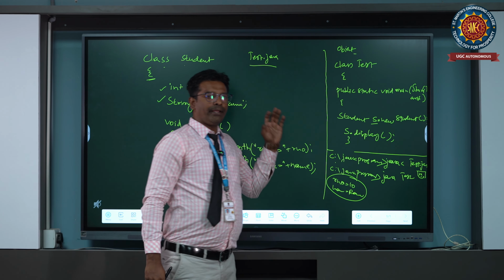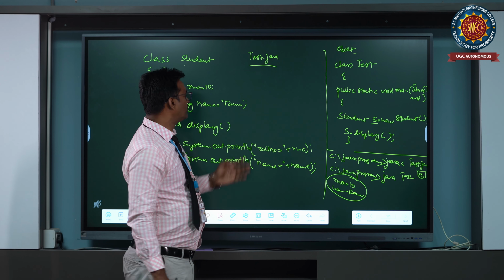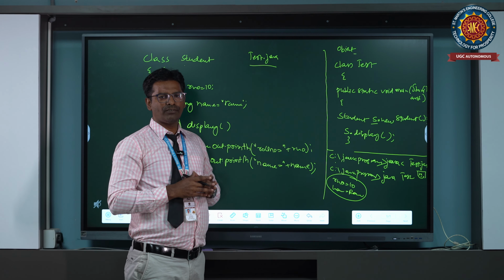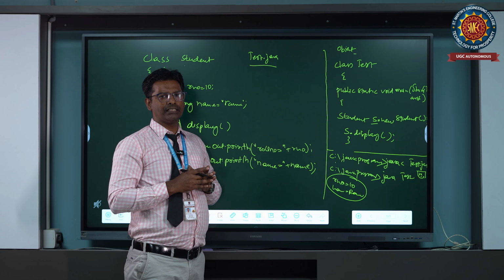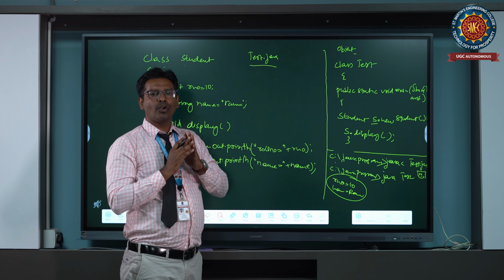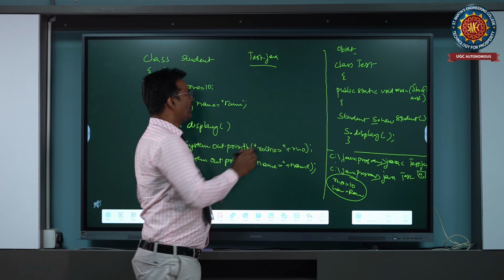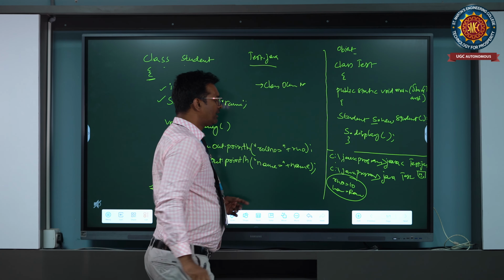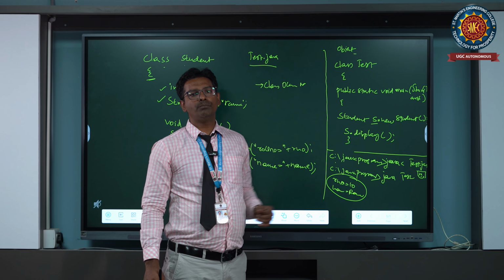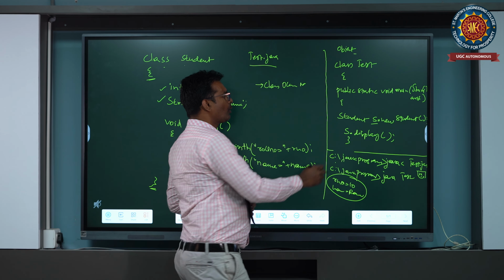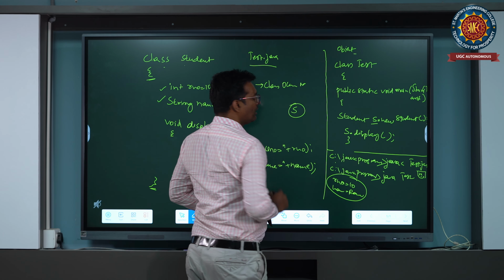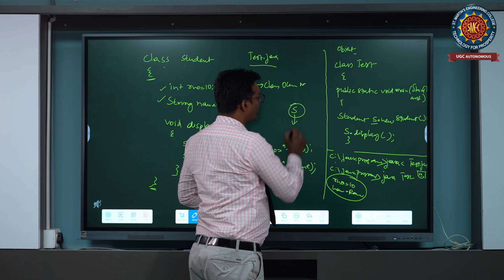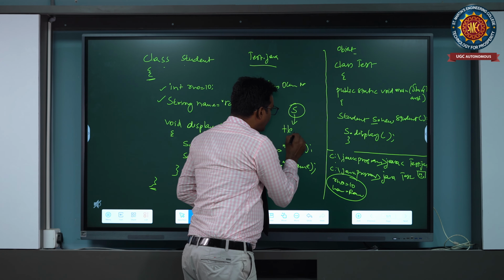So the main objective of this program is memory initialization. You have to remember the fundamental thing: a class does not occupy any memory. But whenever we create an object, this object is going to occupy memory. Whatever object we create is going to be created in which memory area?